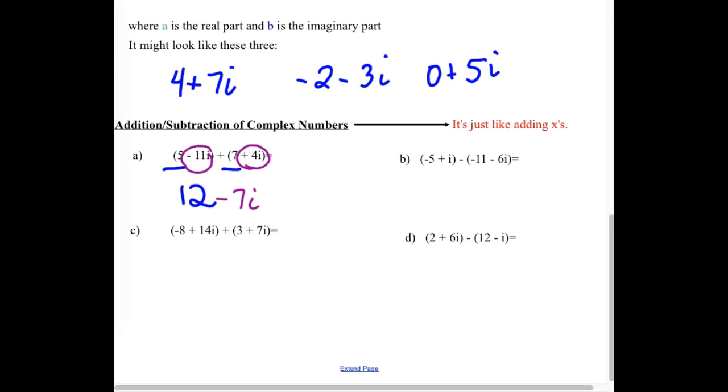Subtraction typically causes a few extra problems. Students forget they're subtracting, so I would recommend distributing that negative sign. So we have negative 5 plus i. If we distribute the negative, we end up with a positive 11 and a positive 6i. And now we can just add our like terms again. So combining the real pieces, the negative 5 plus the 11 would get us a 6, and the 1i plus the 6i would get us 7i.